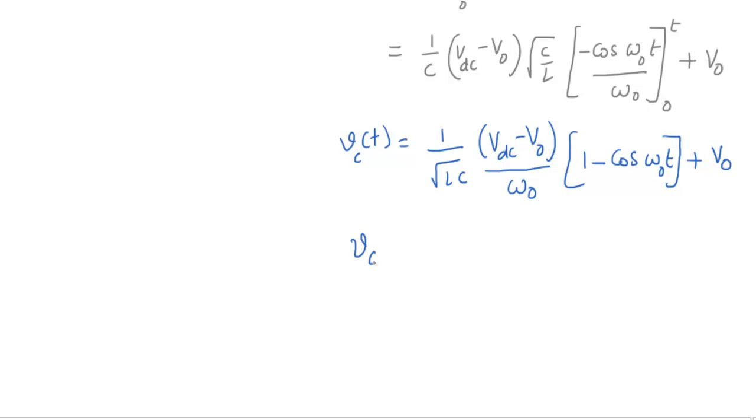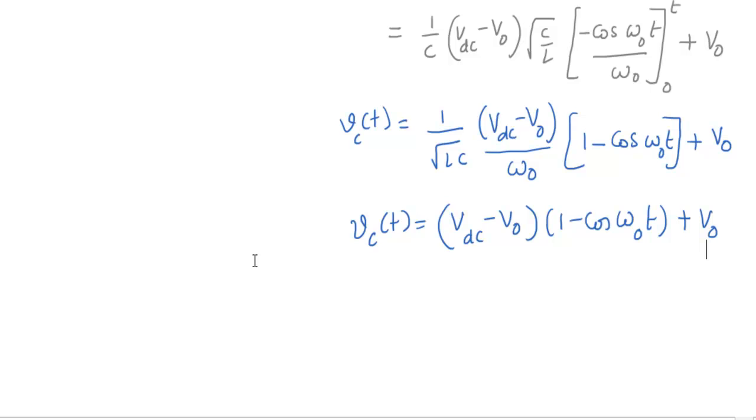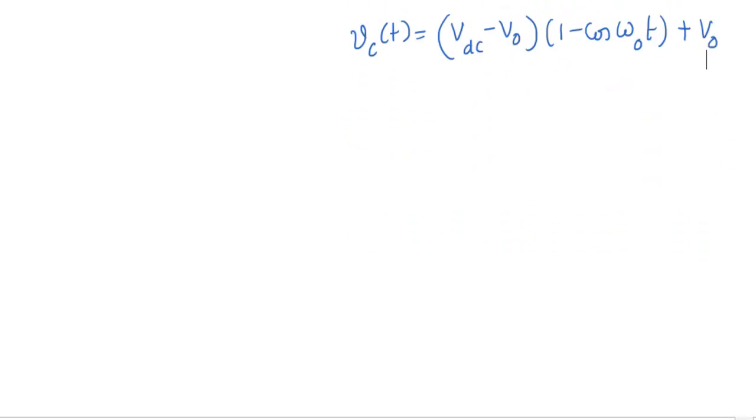So now further simplification. Omega naught is nothing but, as we have already taken, 1 by root LC. The 1 by root LC gets cancelled, that's why you will see VDC minus V naught into 1 minus cos omega naught t plus V naught. But still further simplification is there, so we can do that. Because here minus V naught is there and here plus V naught is also there, that's why you can do the further simplification.